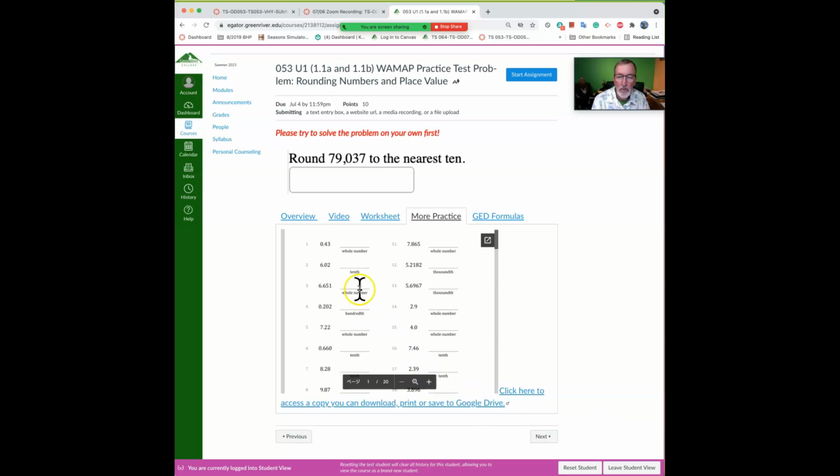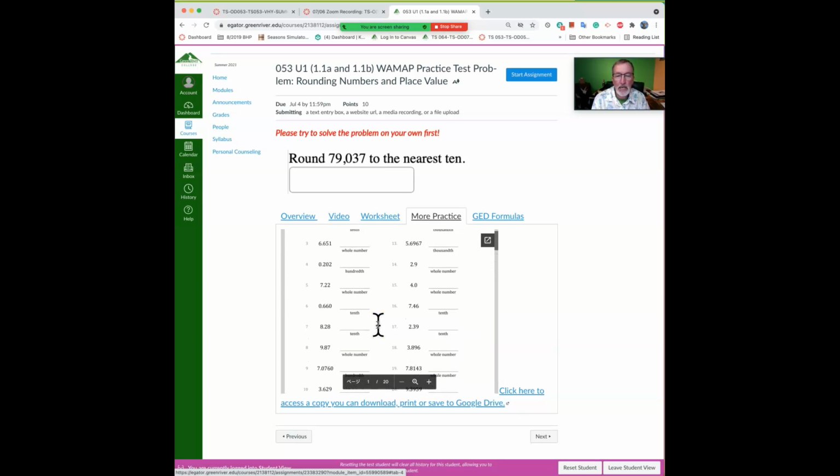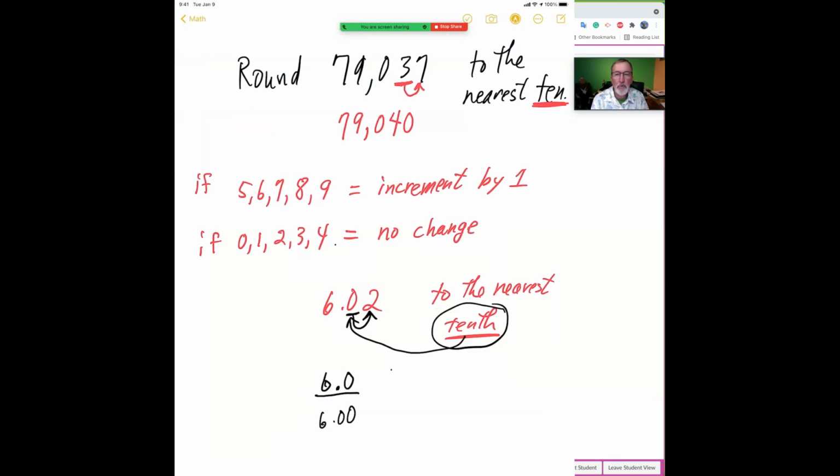Let's do one more. We can check our answers down here. 6.02 becomes 6.0. Okay, so that's thinking like a mathematician. If you were to write 6.00, technically it's equivalent, but the problem is asking that you round that number to the nearest tenth, which means there shouldn't be anything after that tenth. Nothing should be written there. And the one exception was in the example we just did, where you need a placeholder 0.